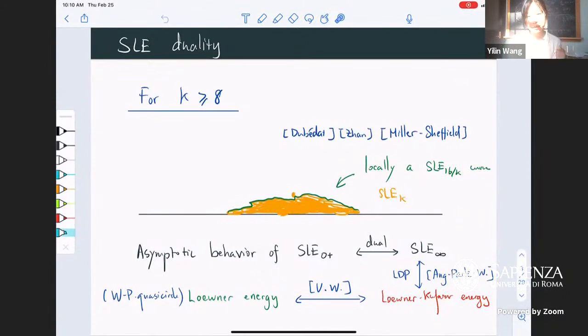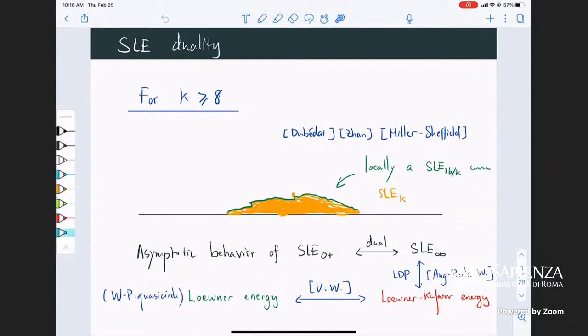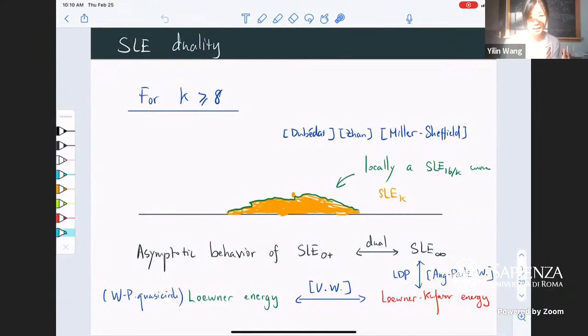It says that if we understand the asymptotic behavior of SLE 0+, which gives you the Loewner energy from the Schilder theorem, the large deviation of Brownian motion, etc., then there should be a dual story about SLE infinity when kappa goes to infinity. And the first part of my talk is to really understand this large deviation of SLE infinity.